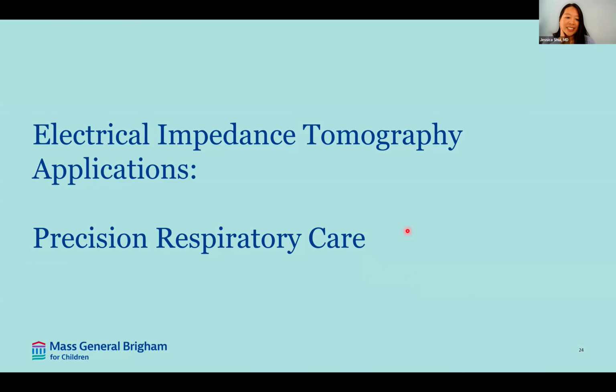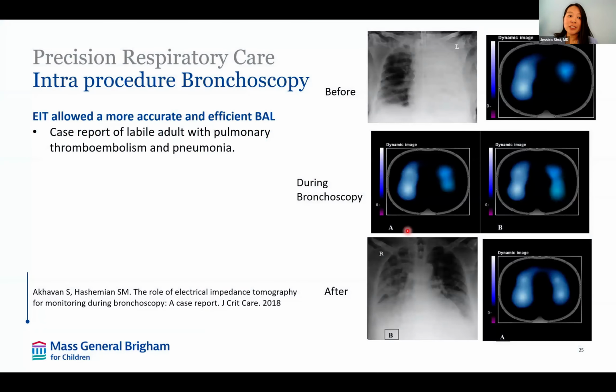The next section I want to get into is what are the opportunities of EIT in precision respiratory care? The literature is still limited in our neonatal population, so we'll learn from the adults and other populations, because the literature is more expansive compared to ours, but it's coming, it's getting there.